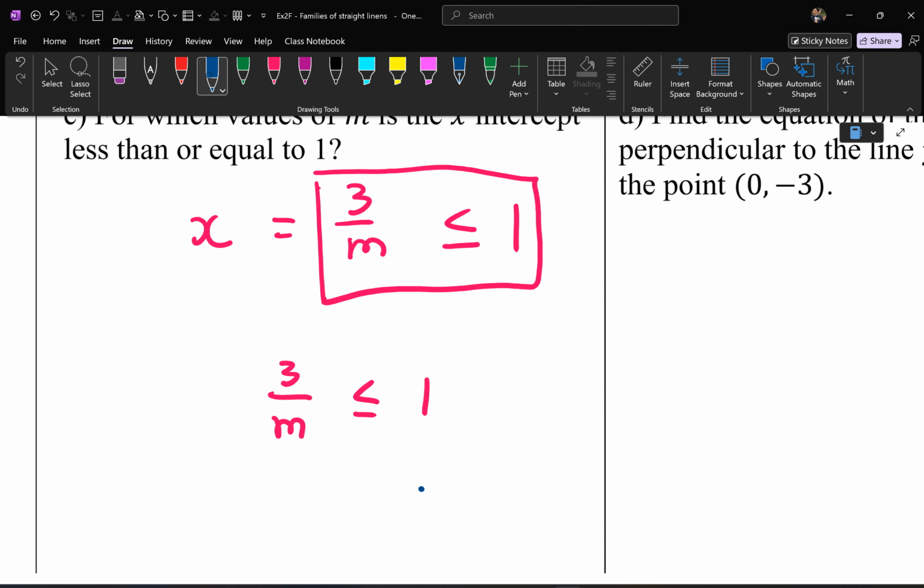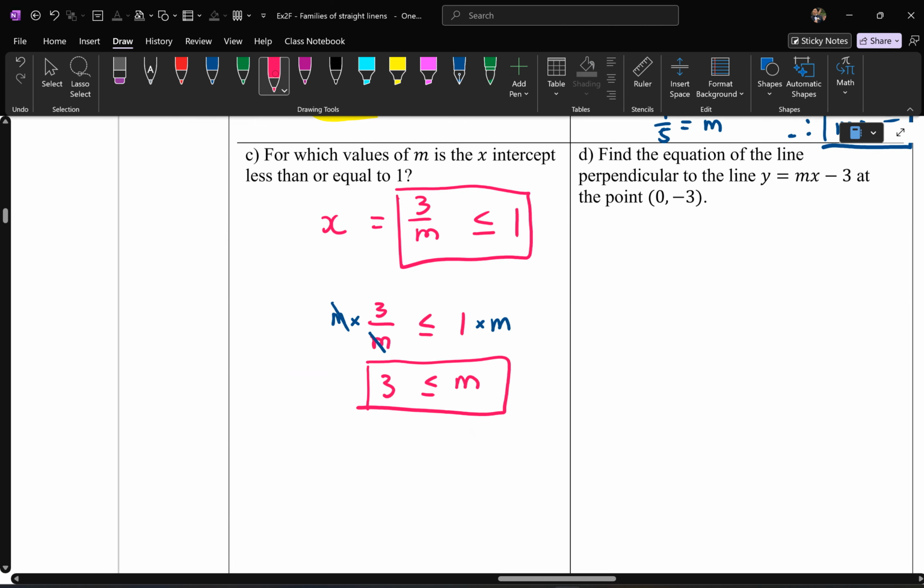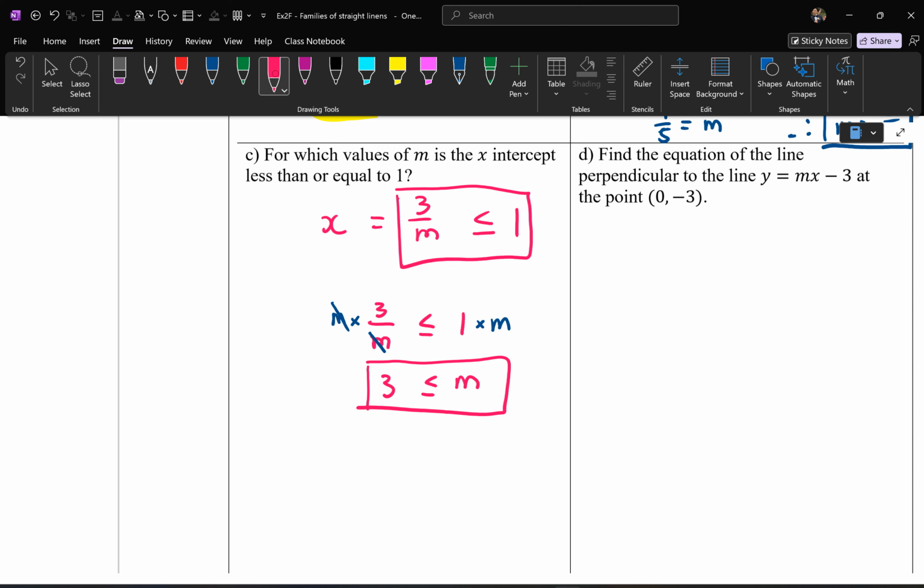So I want m by itself. What do? Yeah, because this is divide m, so opposite of division is multiplication, so times m on both sides. M divided by m cancels out to be 1, and I now have 3 is less than or equal to 1 times m. So what does this mean? What does this mean? What can m be? Yeah, so as long as you choose a number that's equal to 3 or more than 3, you should ensure that the x-intercept is going to be less than or equal to 1.